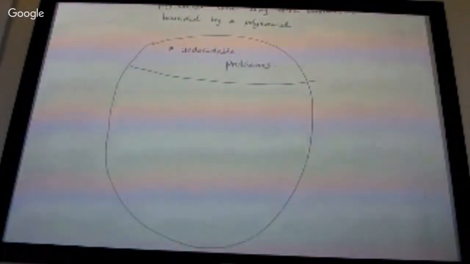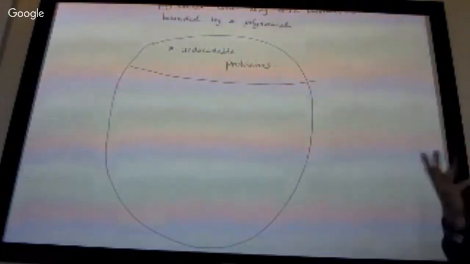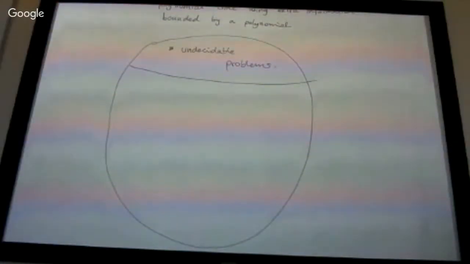But one of them is, if I give you a MATLAB code, is it going to stop? So the input is a MATLAB code, and some input for the code. And the question is, is it going to stop? There is no algorithm that would be able to decide, for no matter what code, whether it's going to stop or not. That's an example of an undecidable problem.